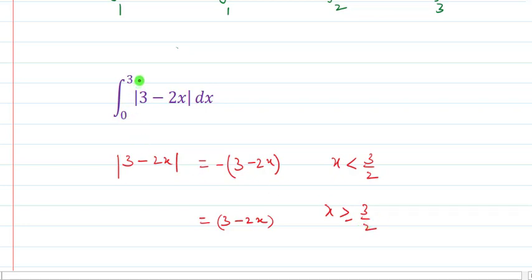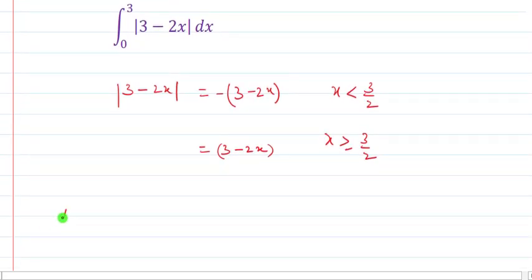The limit given to us is 0 to 3. So clearly 3 upon 2 lies between 0 and 3. So we need to break this function into 2 parts. First part, when x is less than 3 upon 2. Let me name the integral I over here also. So I is equal to, first limit 0 to 3 upon 2, which means when x is less than 3 upon 2. So the value of the function, that is modulus of 3 minus 2x, is minus of 3 minus 2x.